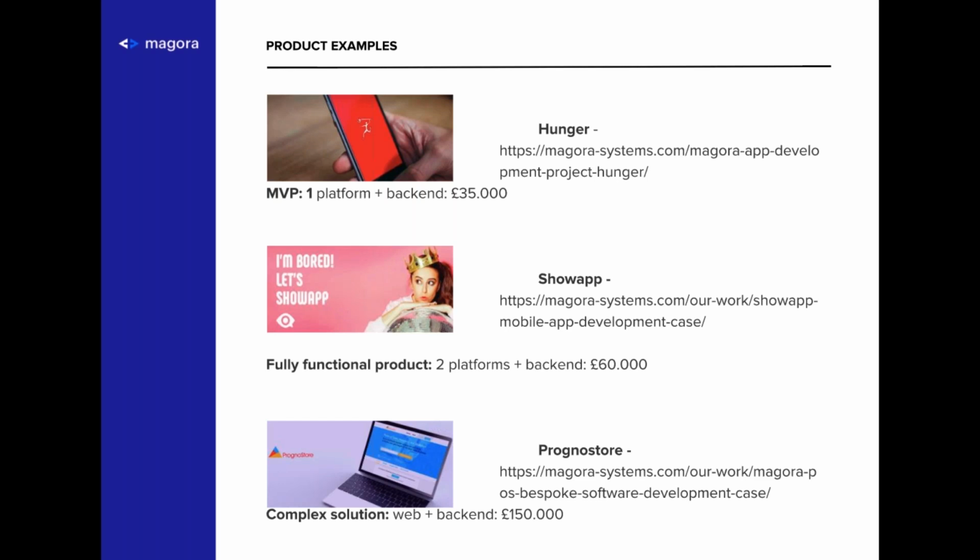There's a full brief on there, and now I'm just going to sort of chuck the cost across you. So Hunger was a food delivery application. Very nice, very clean, a little bit different from what was already on the market, and to build one platform and the back end for that cost £35,000. So, like I said, that MVP between that 10 and 50 mark, really got that product out there for £35,000, and they're going great guns.